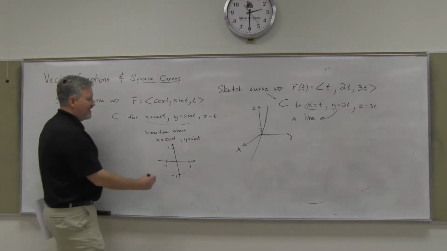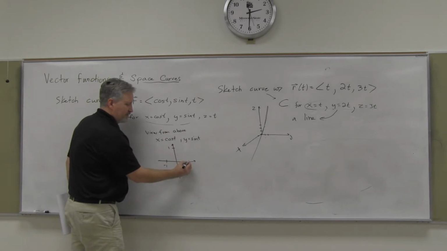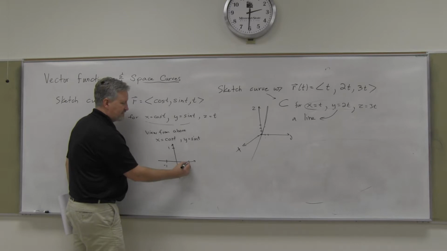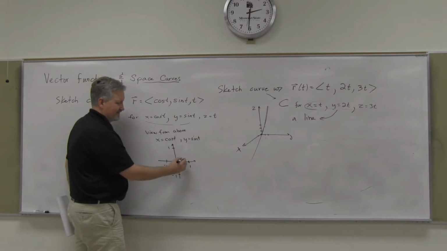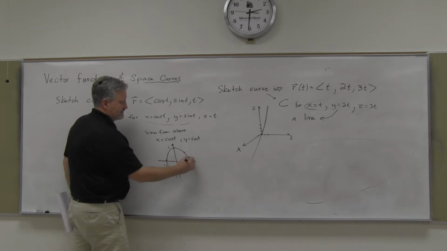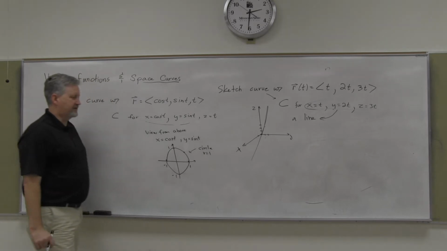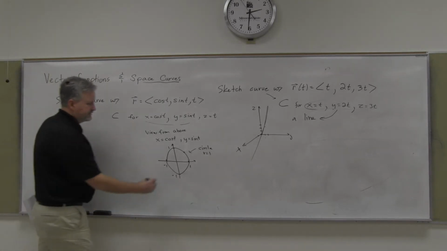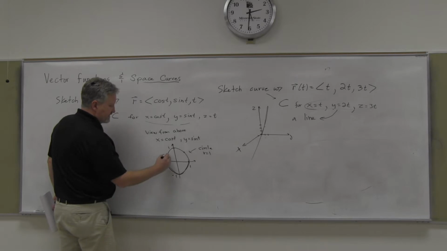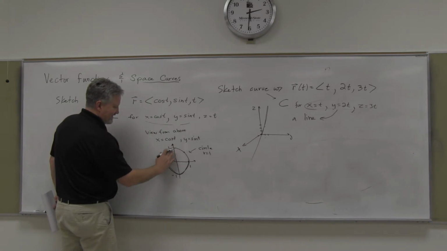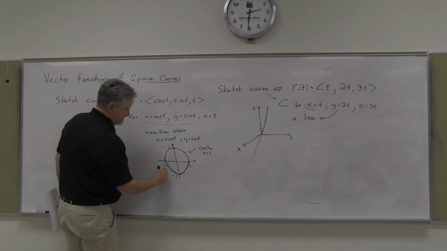Maybe this will help you too. At t is 0, I'd be at 1, 0, wouldn't I? At pi over 4, I'd be at square root of 2 over 2, square root of 2 over 2. It just kind of circles around. It's a circle. It's the unit circle. Radius is 1. That's a terrible circle. Do as I say, not as I draw. Is that a little better? Maybe.